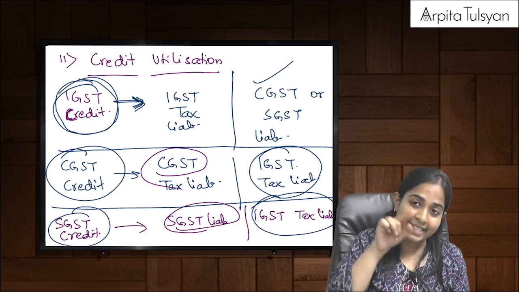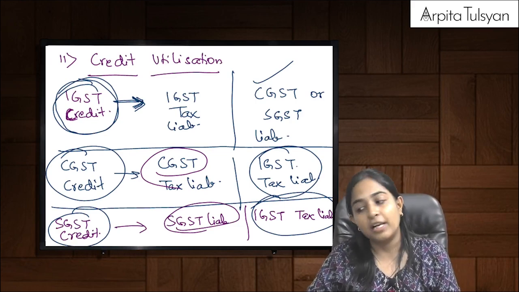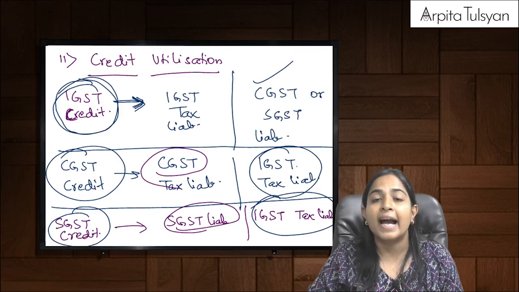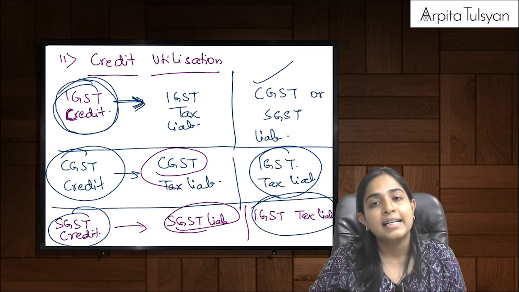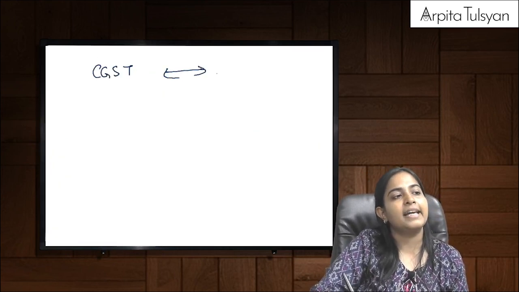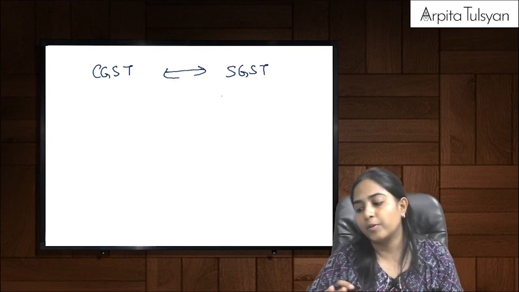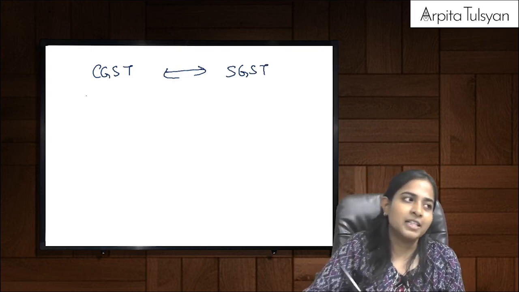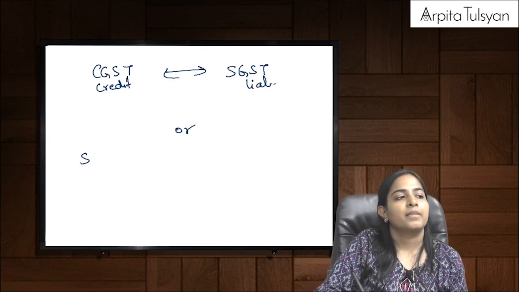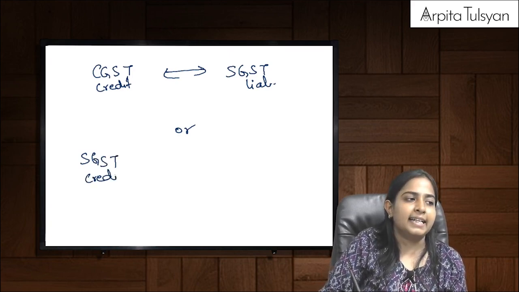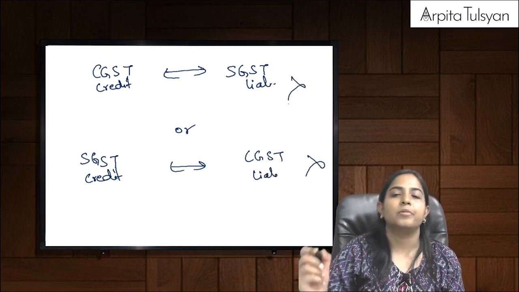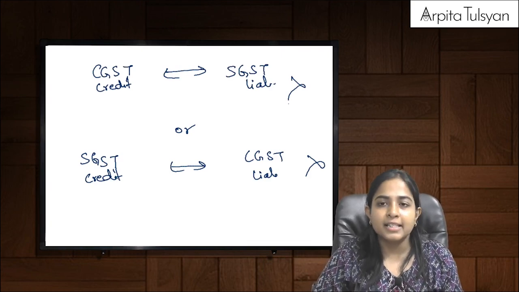If I have SGST credit available, use it for SGST liability. If still left, use it for IGST liability, but do not use it for CGST. So what is not allowed? CGST against SGST is not allowed. Are you clear with this? CGST credit against SGST liability, or vice versa, SGST credit against CGST liability. This is totally not allowed. Are you clear with this?